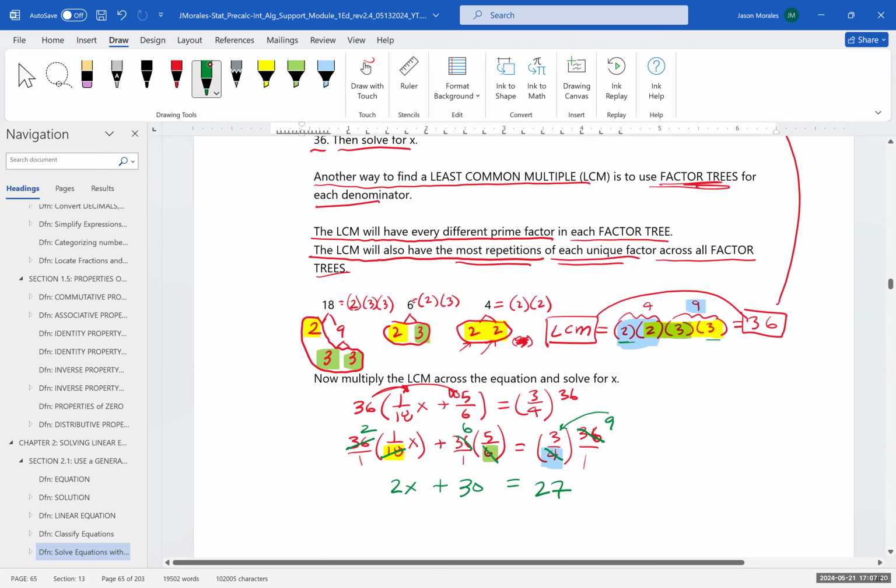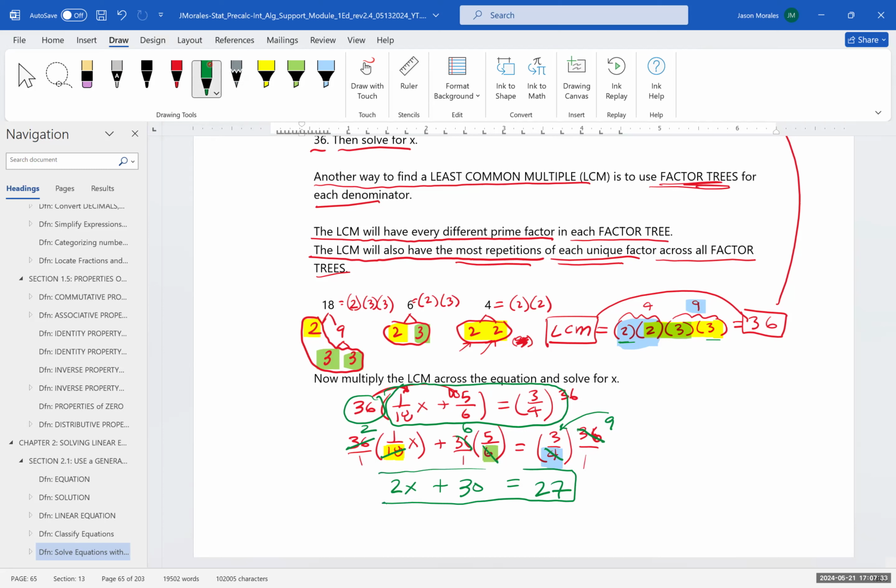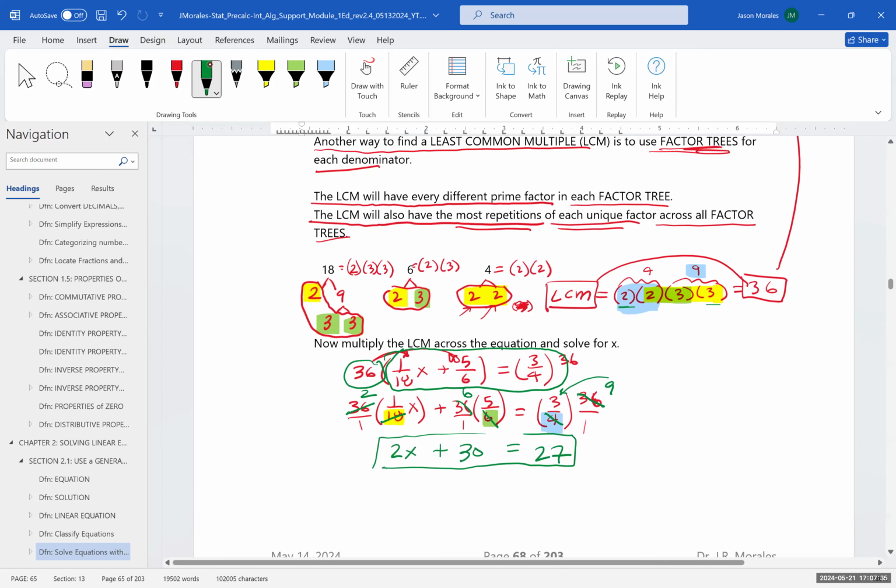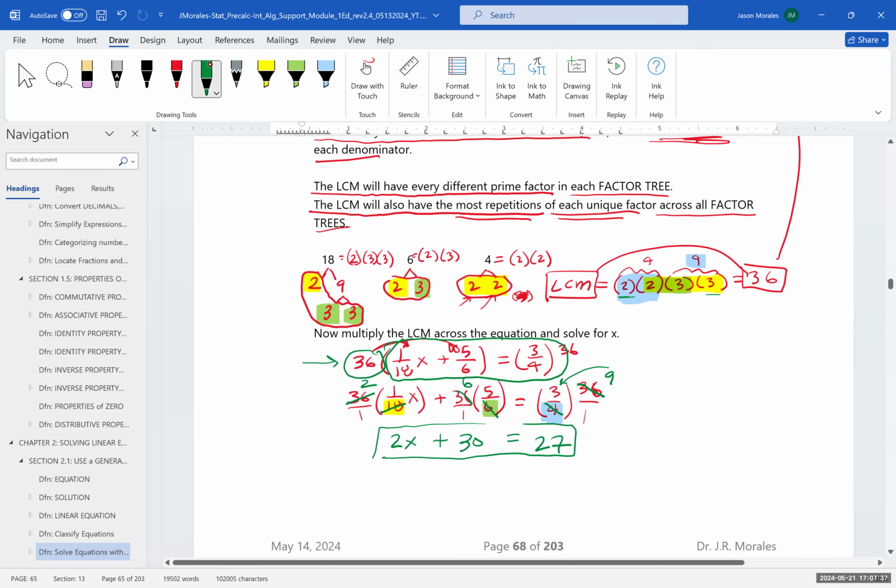So we started with this fractional equation. We multiplied the entire equation by the least common multiple. And now we have an equation that's going to be easier to work with. True, we had to go through this initial work, but now we're working without fractions, or with fewer fractions. So let's go ahead and work this out.